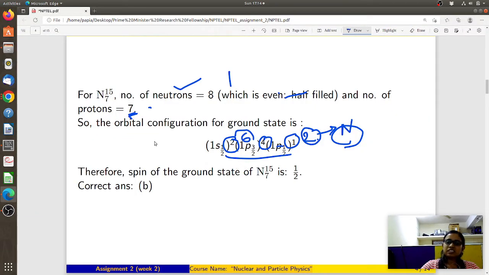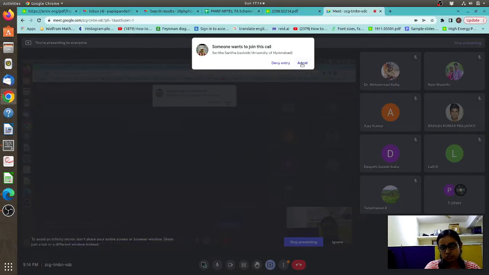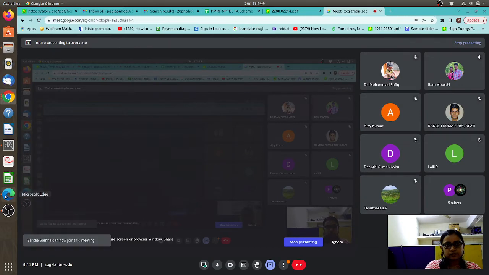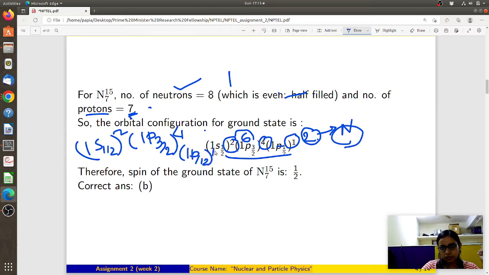So that's why we are only considering the proton configuration, the orbital configuration for the ground state. The proton's orbital configuration for the ground state is like that: 1s1/2 has 2, then 1p3/2 has 4, and the other one, 1p1/2, has 1.